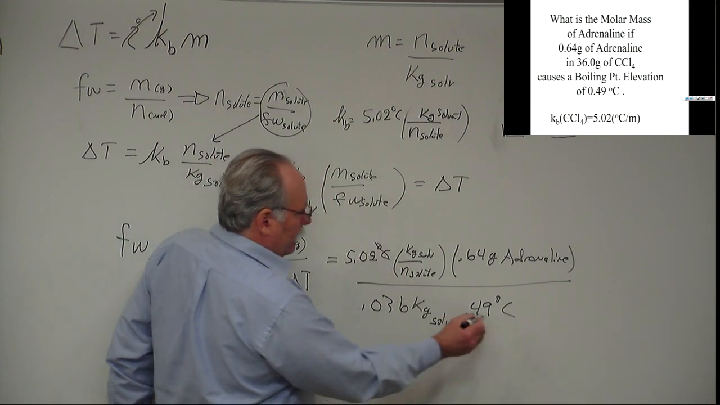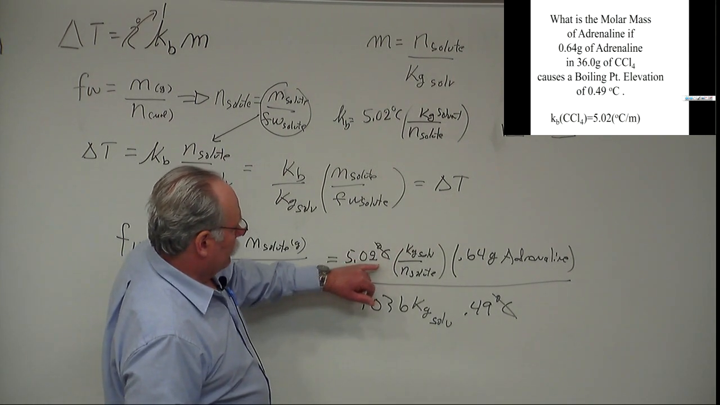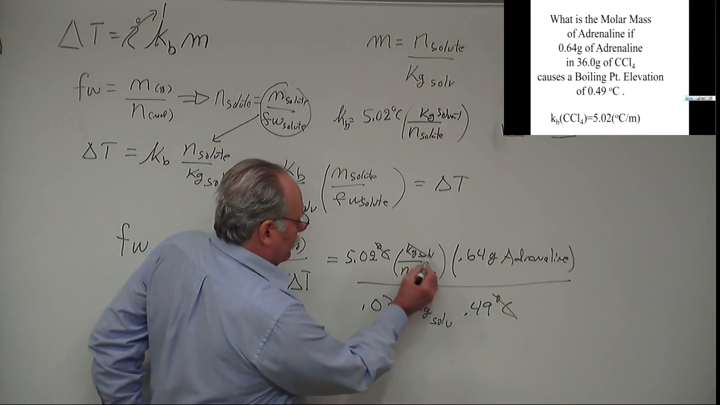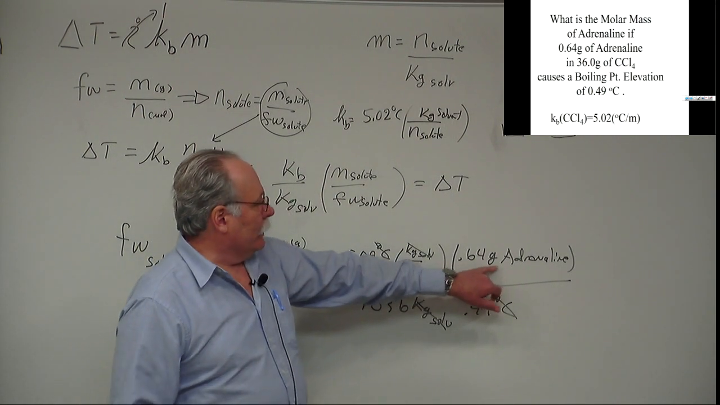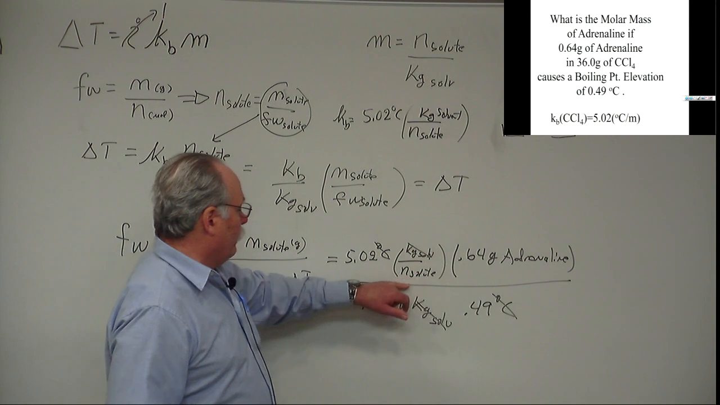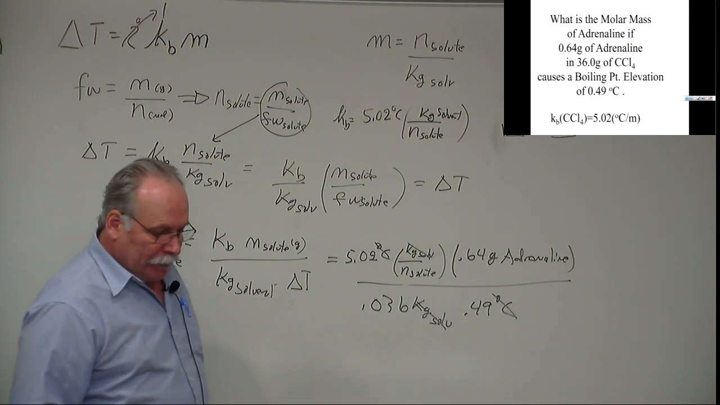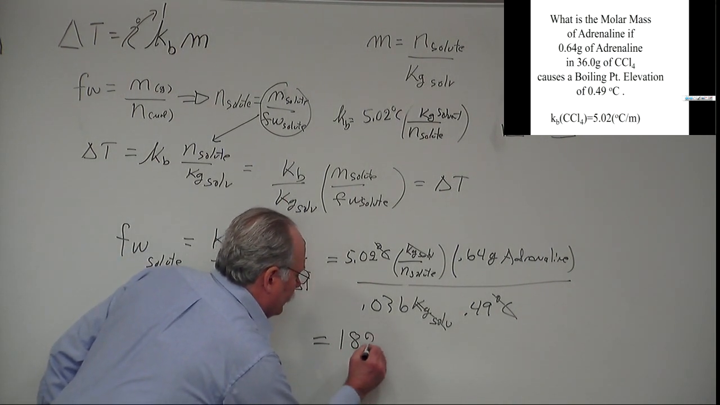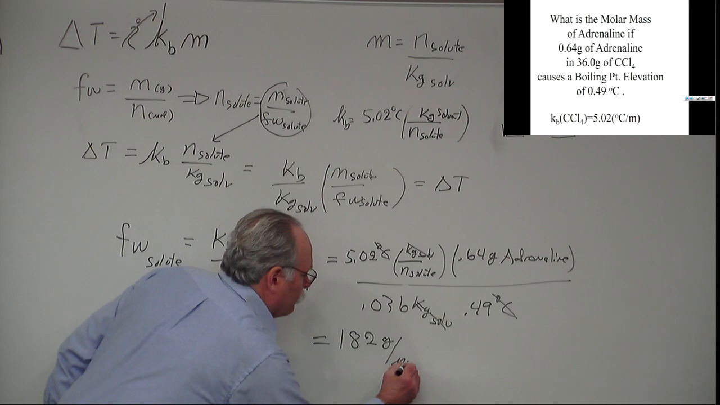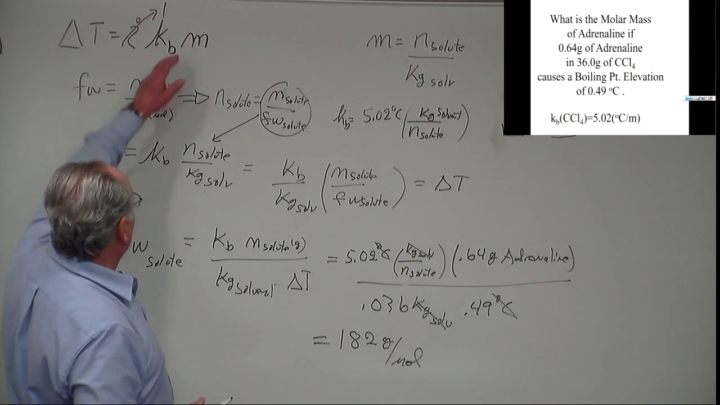Now we can look at our units, okay? The degree C cancels the degree C, and the reason I wrote this in units of molality was so that things could cancel. So I have my kilogram solvent over kilogram solvent, and what I have is my grams adrenaline, which is the solute, divided by moles adrenaline, which is the proper unit for formula weight. So I get out my calculator, and this comes up with 182 grams per mole. And there is your formula weight for adrenaline, okay?